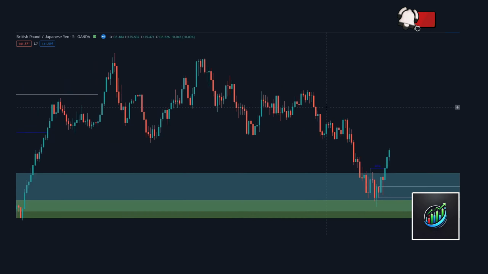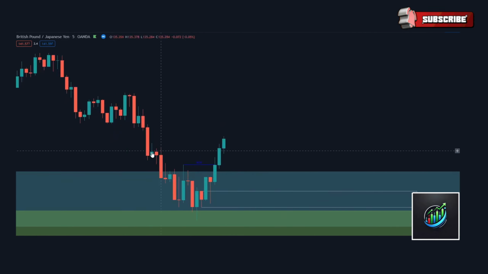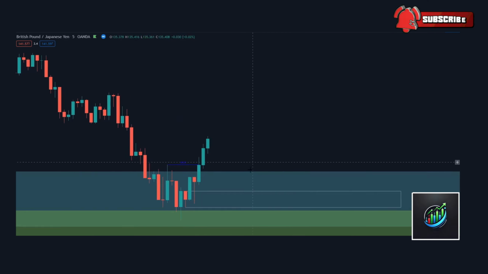And then finally, taking it one step further, after price tapped into the 1 hour and 15-minute order block, we've been able to identify a break of structure switching to bullish, and identify a 5-minute order block that we'd be using to look to enter this trade.